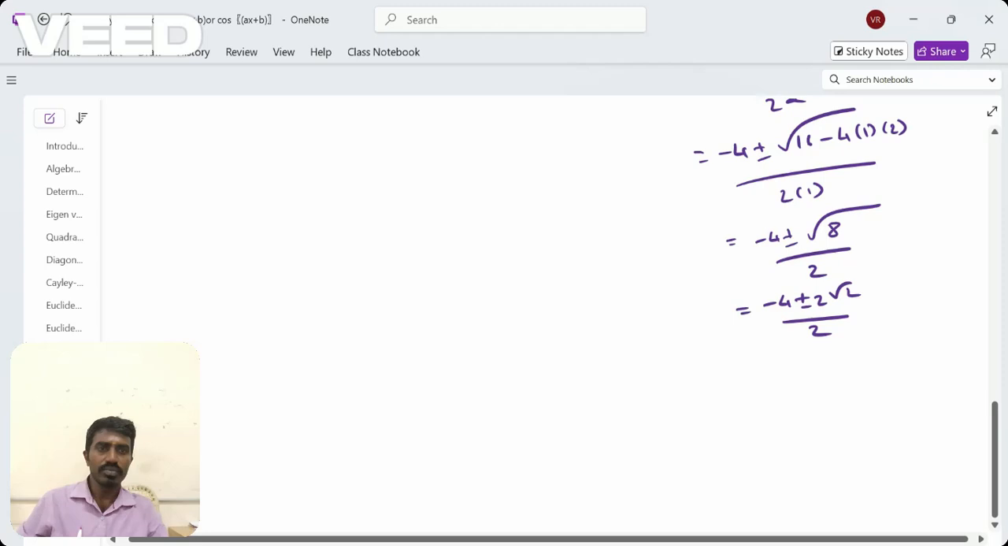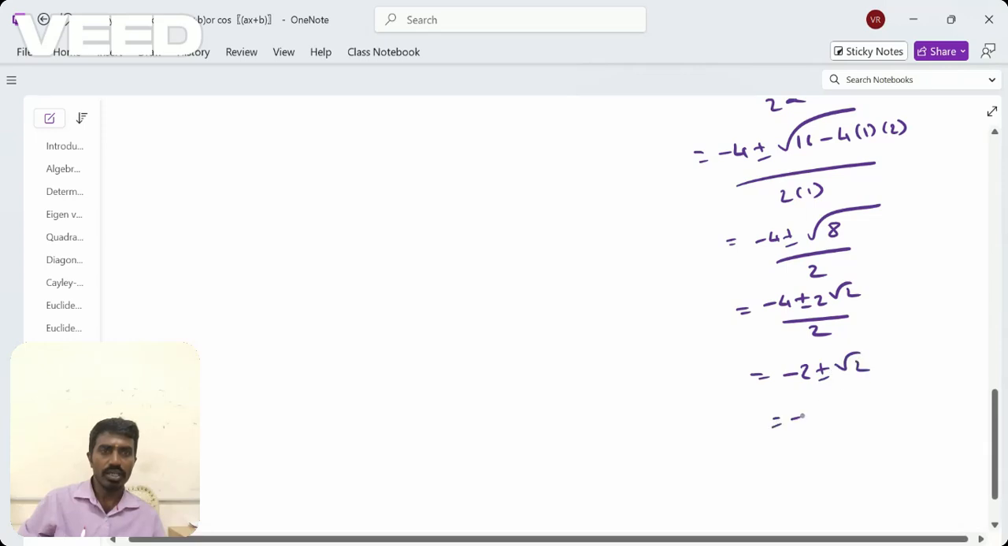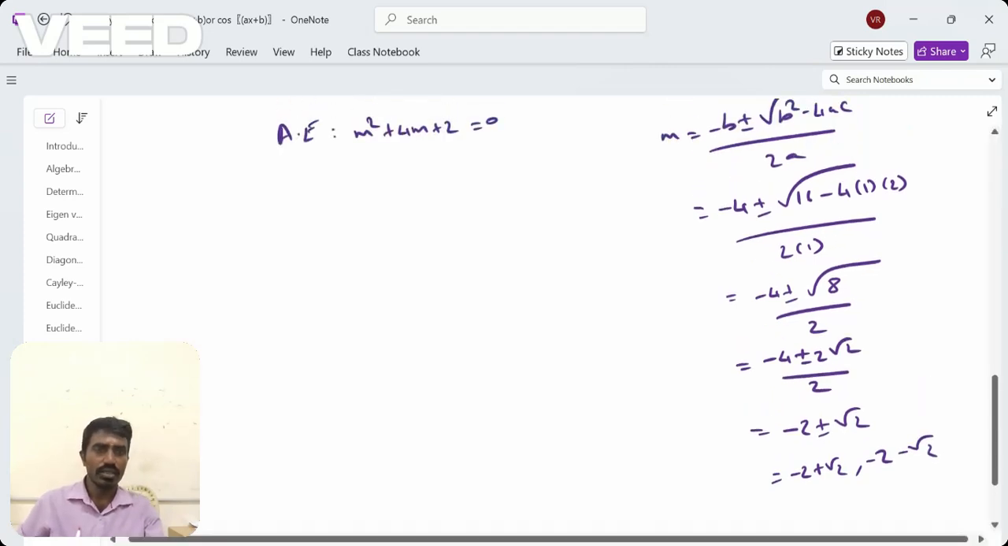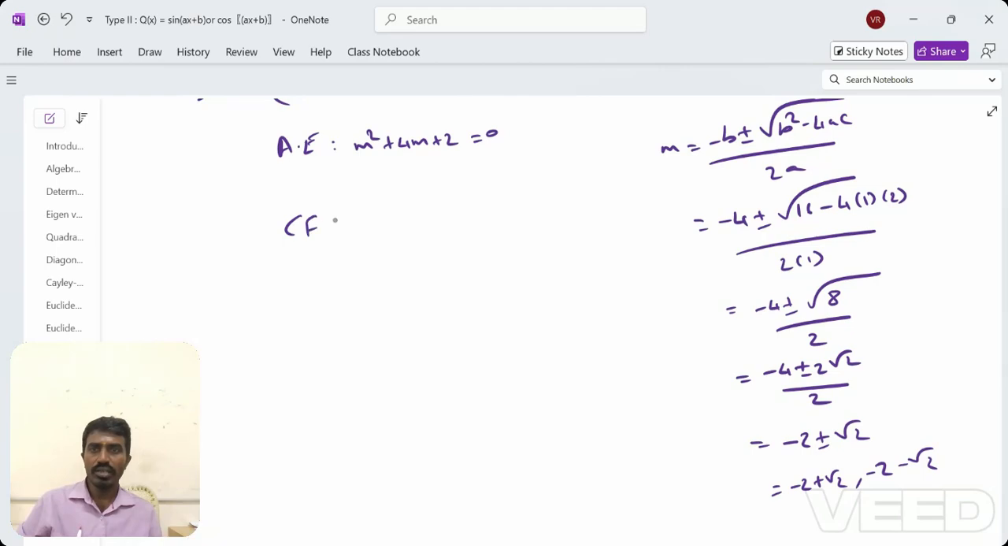Then if you cancel by 2, what you may get? Minus 2 plus or minus root 2. That is minus 2 plus root 2 and minus 2 minus root 2. These are real roots, and distinct.